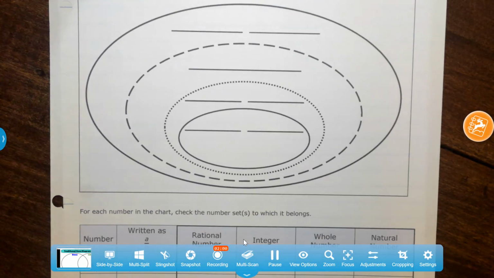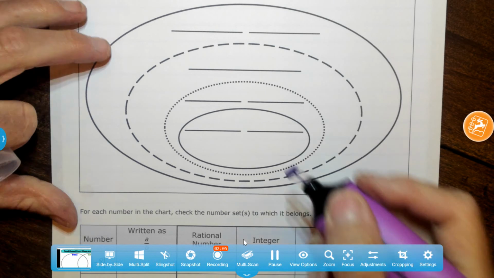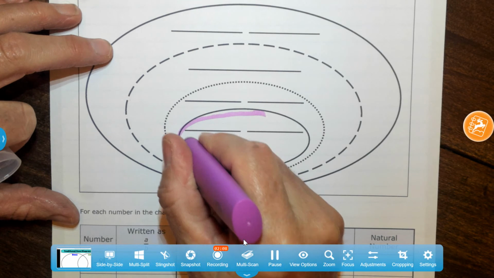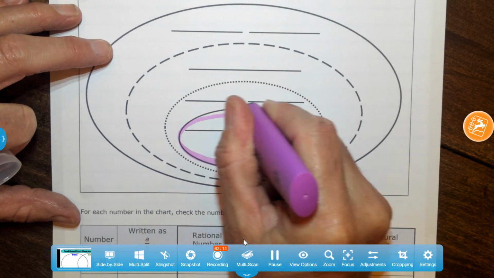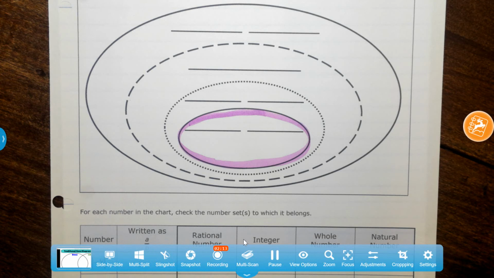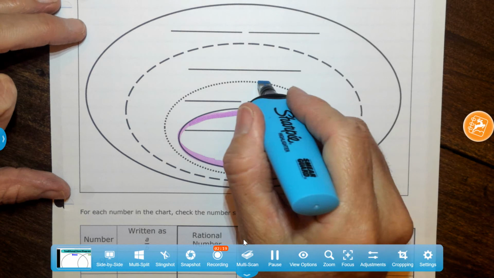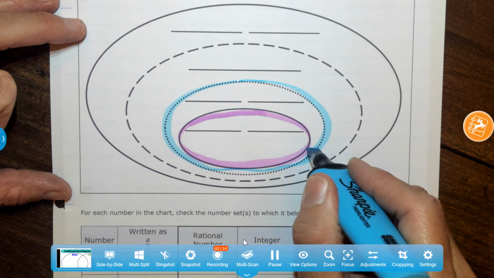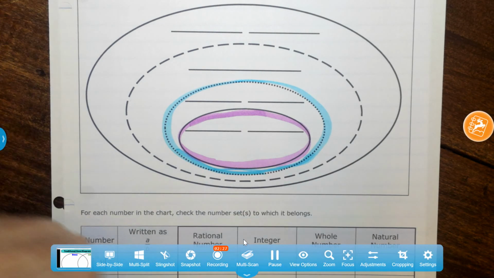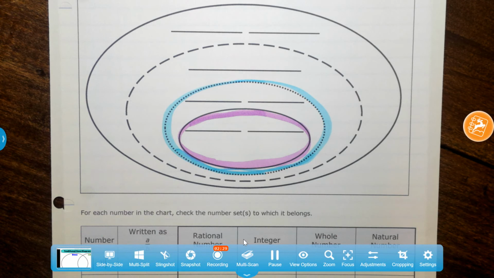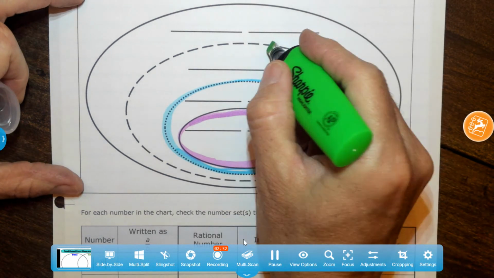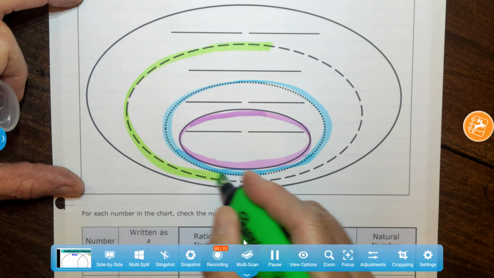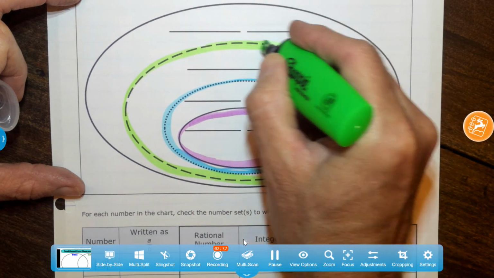Focus and zoom. What I'm going to do first is take a purple marker and highlight this inner circle here. Now the brain learns in color, and we're going to compartmentalize with these colors. I'm going to take a blue highlighter or marker and circle the next circle on the outer part here. Alright, and then I'm going to go green, and circle this one. And then finally I'm going to get orange.